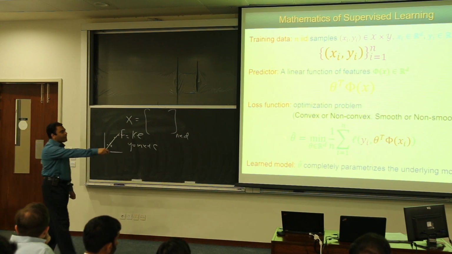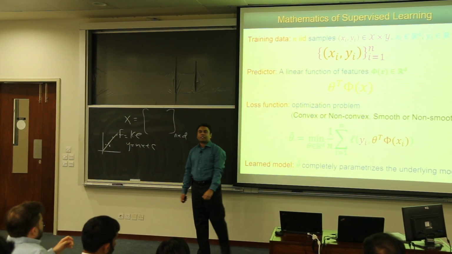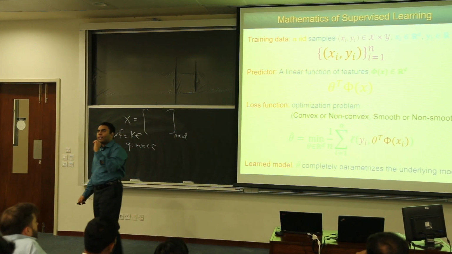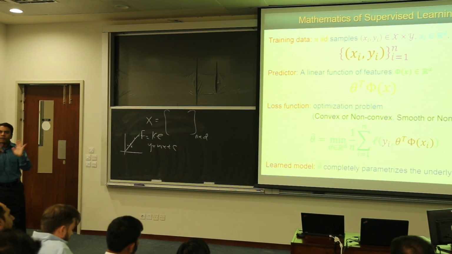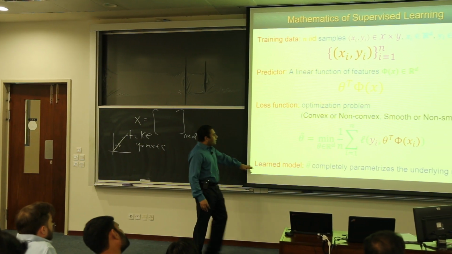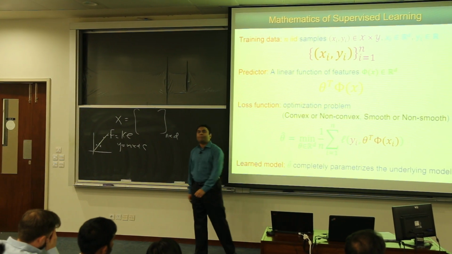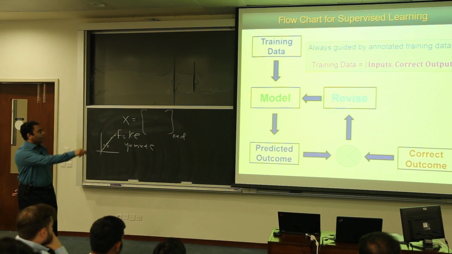So theta hat is my parameter that I want to estimate. If I know theta hat, I know everything about my classifier. With this parameter vector, my classifier is completely determined. I want a model where theta hat completely parameterizes my underlying model. That's what I want.